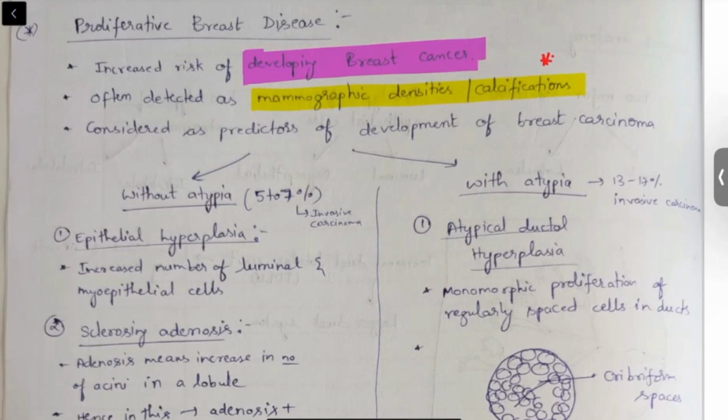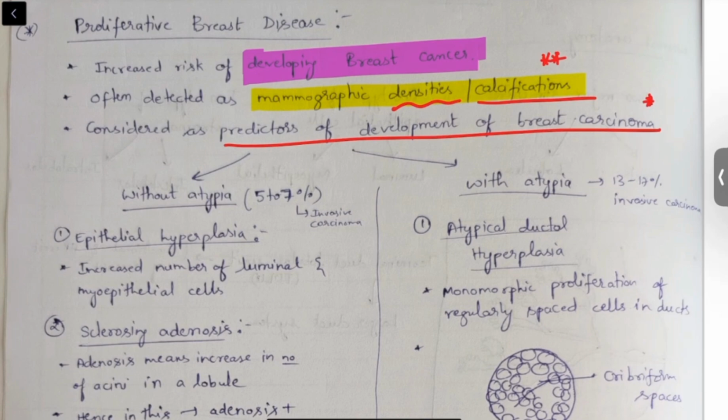Suppose we have performed mammography on a patient and we have noticed certain densities or calcifications on the mammogram, then we can diagnose it as proliferative breast disease, and based on that, we can classify it again based on histopathology. According to that, we can treat the condition. This is considered a predictor of development of breast carcinoma, hence we need to know about this.